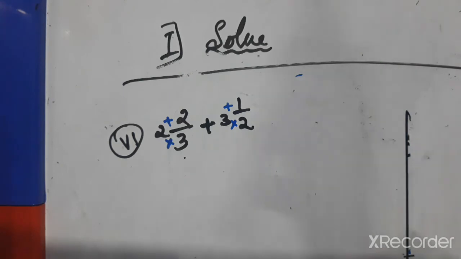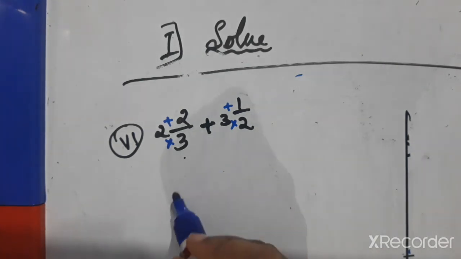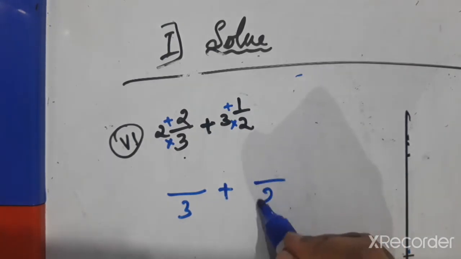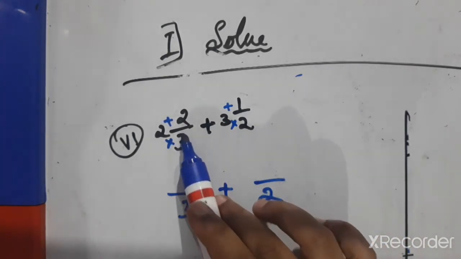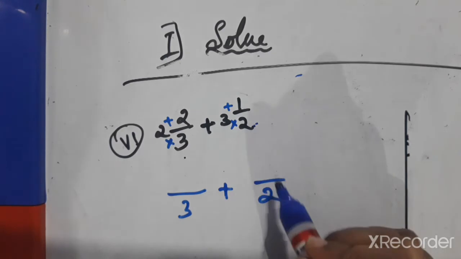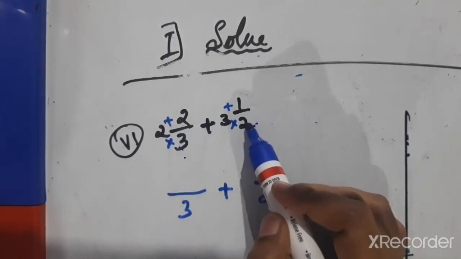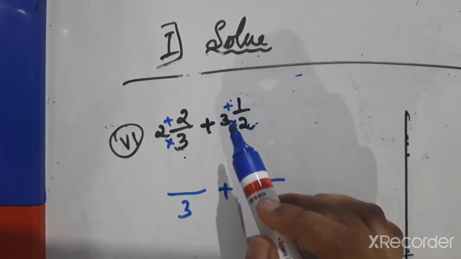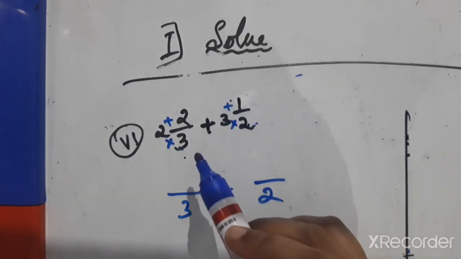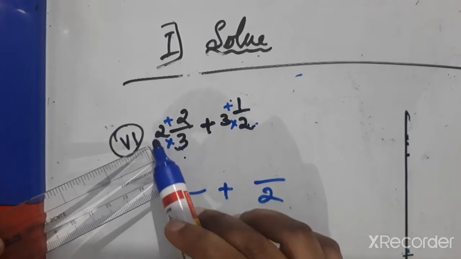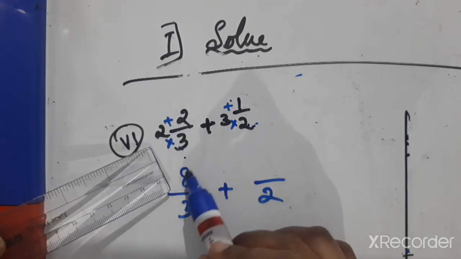Now to convert the mixed fraction into an improper fraction, first write the denominator 3, and here the denominator is 2. These two numbers we have to multiply, and here plus. 3 2s are 6, 6 plus 2 is 8.